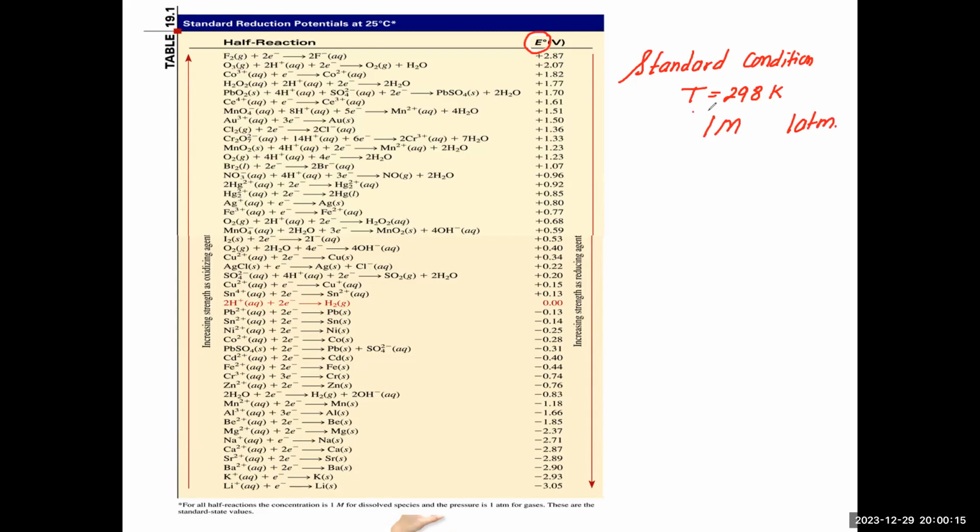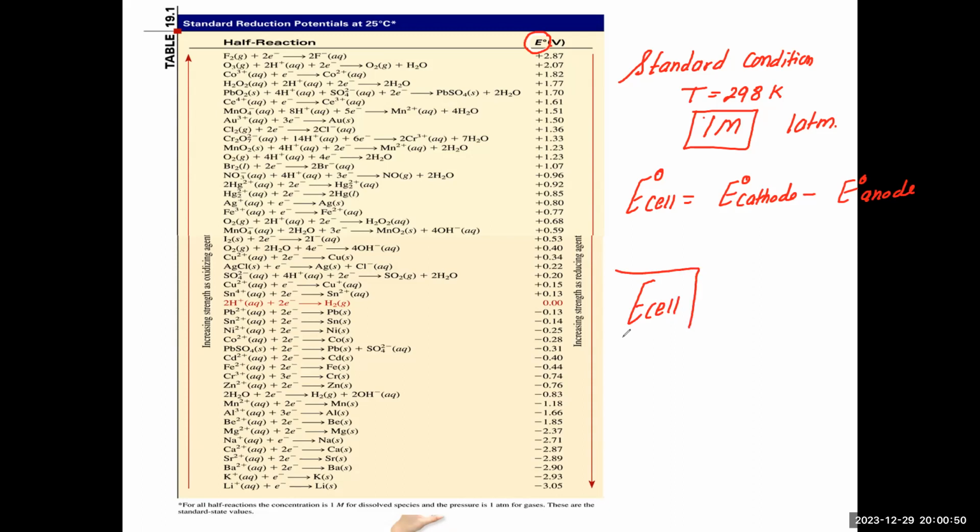But it's very difficult to maintain the concentration 1 molar throughout the experiment. Once the reaction starts, concentration will decrease. So as the concentration decreases, what happens to E cell? This is E naught. I was calculating E naught cell by using E naught cathode minus E naught anode. But if the conditions are not standard, then this is not E naught cell, then it is E cell.